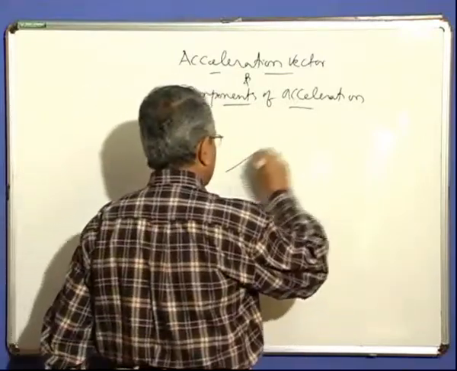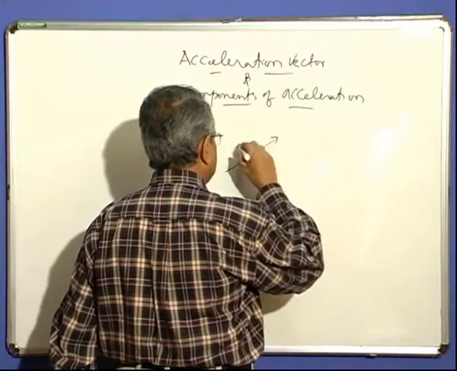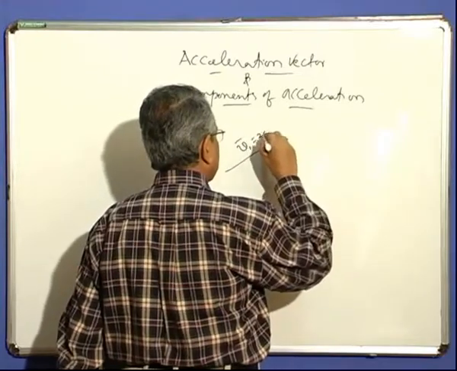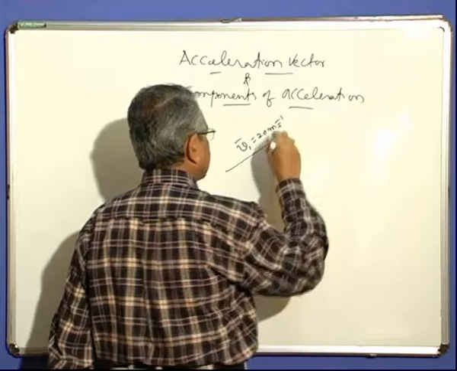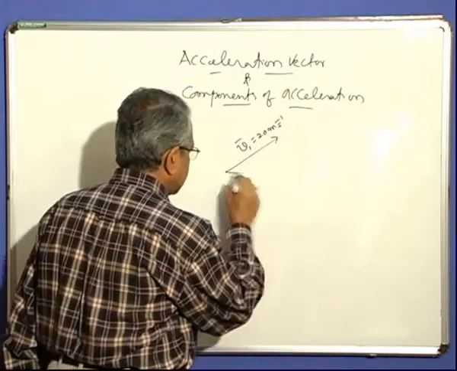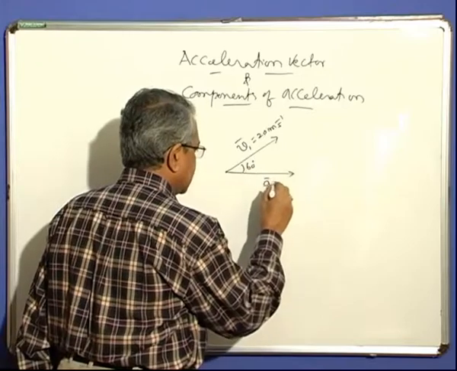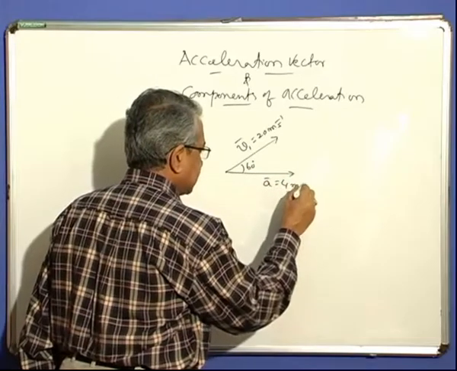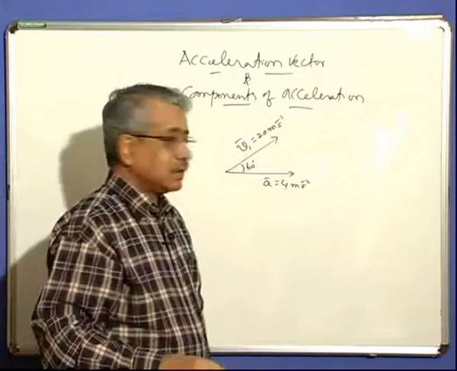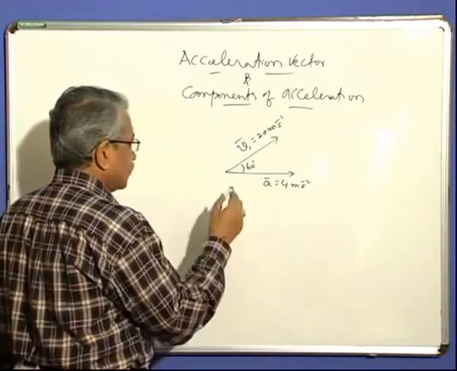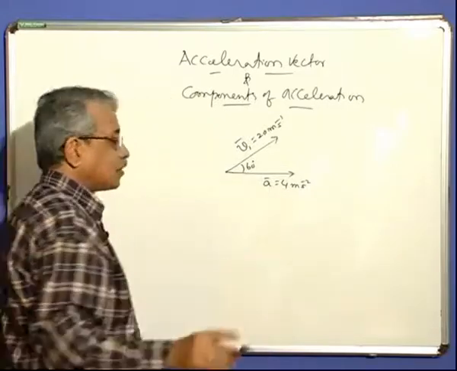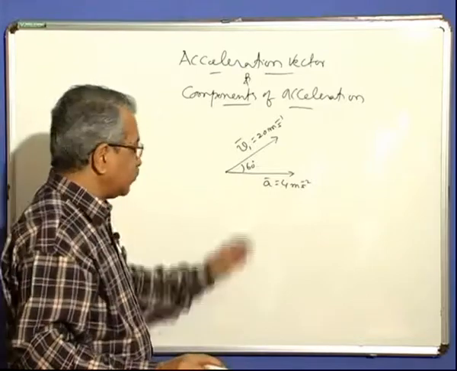Suppose a body is moving along a direction with a velocity v1 equal to some 20 meters per second, and an acceleration is taking place at an angle of 60 degrees here, which is 4 meters per second square, say. Then what are the parallel and perpendicular components of this acceleration, and what is the influence of those accelerations? We will see now.